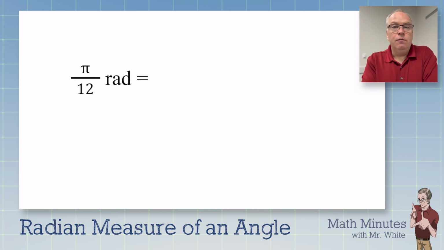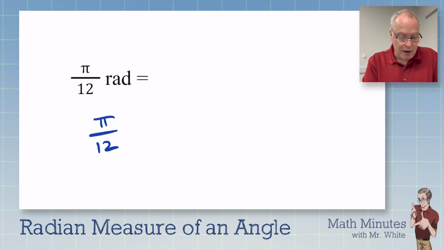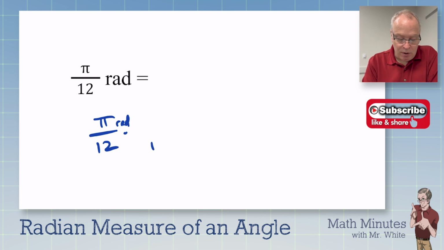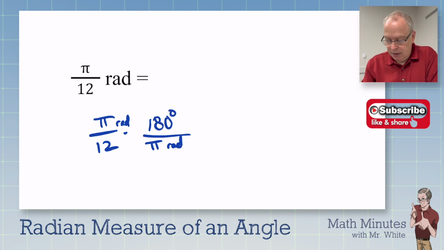All right, let's convert the other way. Convert from radians into degrees. We have pi over 12 radians, and I need to multiply and get rid of the radians. Okay, so right now, radians, you could think about it as being on top. So I have to put pi radians is the same thing as 180 degrees. And you see that the unit radians cancel.